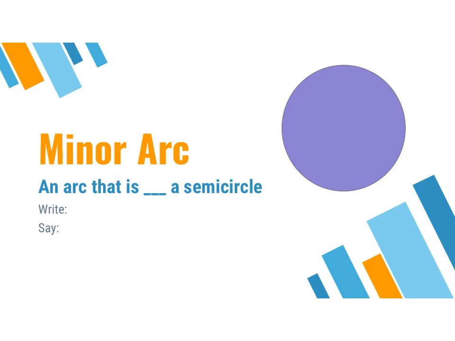A minor arc is an arc that is less than a semicircle. We don't have any special thing. We just do two letters. So let's do DE. We write DE, little arc symbol above it, and we say arc DE.